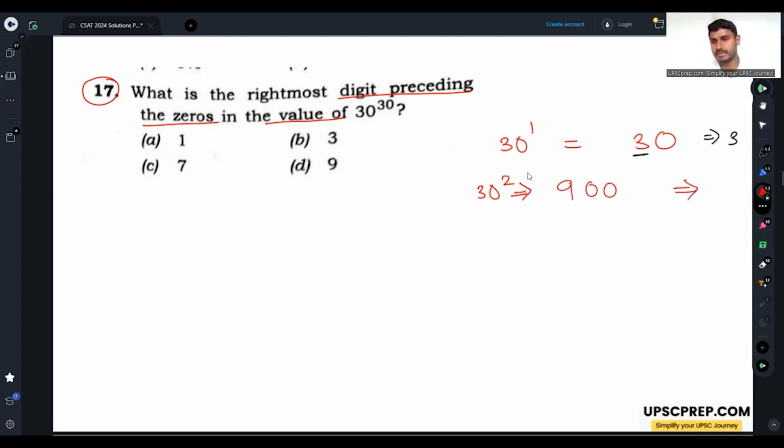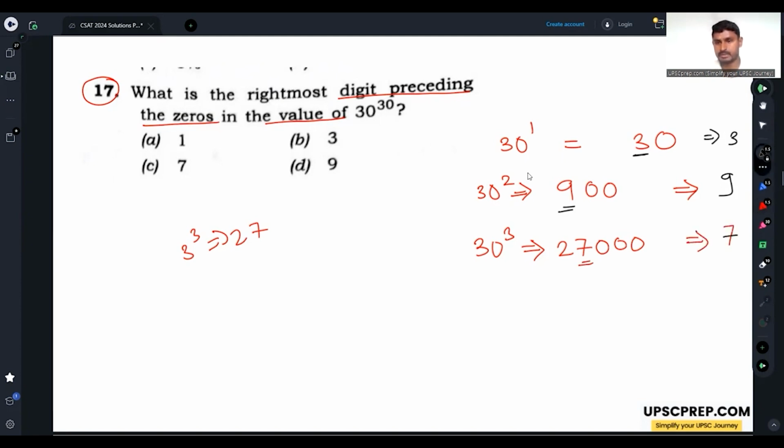Before zeros, it is 9, right? This is the rightmost digit. Then what if I write 30 ka cube? So what will be 30 ka cube? It will be 3 ka cube, which is 27, right? So 27 and the number of zeros will be 3. So what is the rightmost digit in this case? It is 7 before zeros, right?